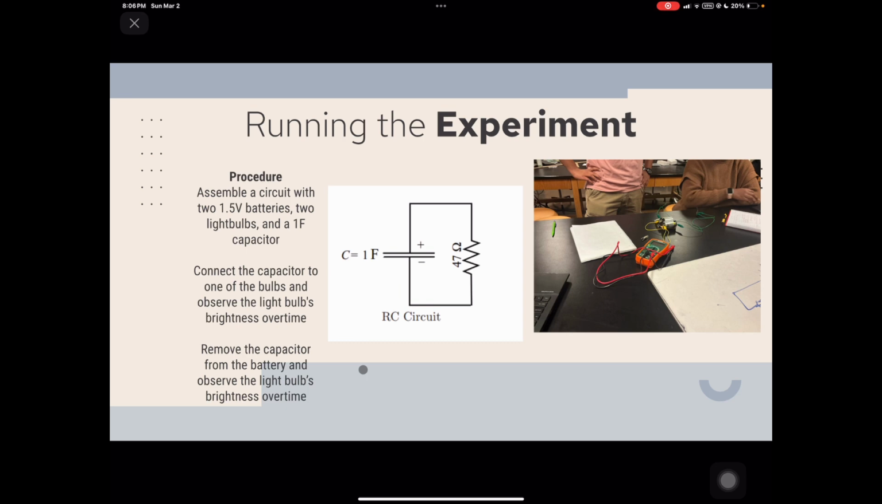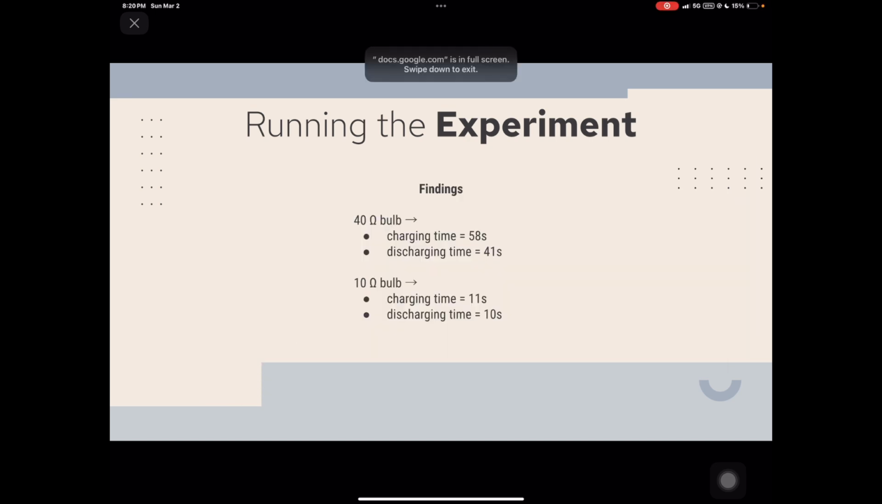And then we removed the capacitor from the battery so it was no longer getting charged and observed the light bulb's brightness over time after we removed the capacitor from the battery. Okay, so for our findings for this circuit, we found that the 40 ohm bulb took 58 seconds to charge and 41 seconds to discharge, while the 10 ohm bulb took 11 seconds to charge and 10 seconds to discharge, which makes sense because the 40 ohm bulb, or the bulb with the higher resistance, will take longer to charge.